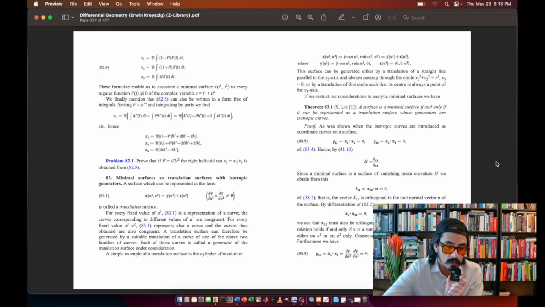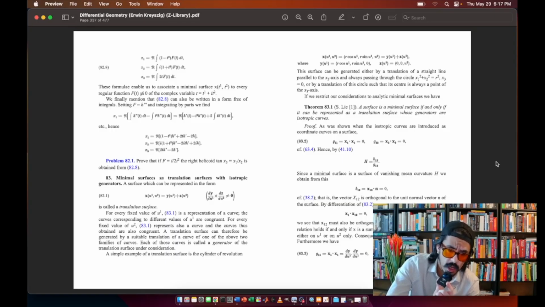Hence, x1 equals the real component of (1 minus t squared) times h'' plus 2t times h' minus 2h. Next, x2 equals the real component of i times (1 plus t squared) times h'' minus 2i times t times h' plus 2i times h. And finally, x3 equals the real component of 2 times t times h'' minus 2 times h'.